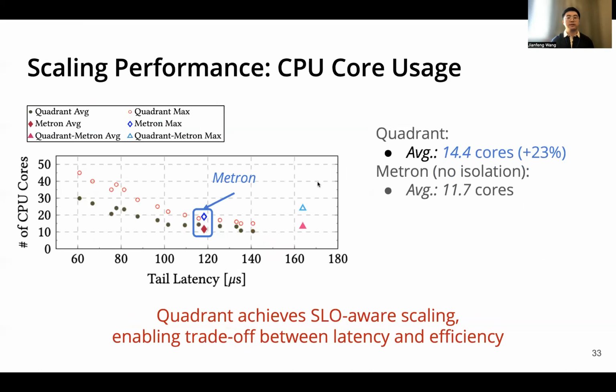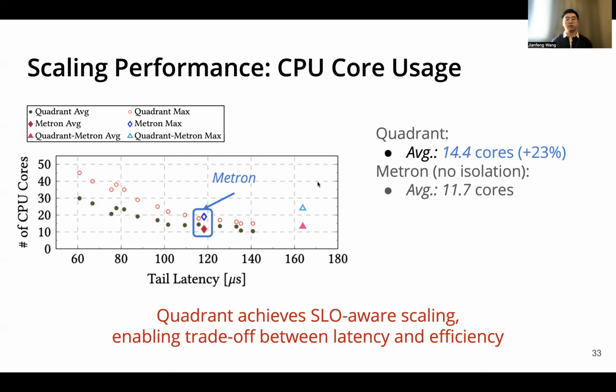Next, we study Quadrant's scaling performance by hosting network function chains under dynamic traffic. We collect the time-average CPU core usage of a system, and we compare our system with Metron, which is a highly optimized NFV platform that targets low latency but does not provide isolation. In this graph, the x-axis is achieved tail latency, and the y-axis is the CPU cores used by the system. First, we notice that Quadrant can adjust the number of cores to meet different service level objectives. However, Metron is not able to adjust core usage to target different latency. This shows that Quadrant is able to enable the trade-off between latency and efficiency for customers.